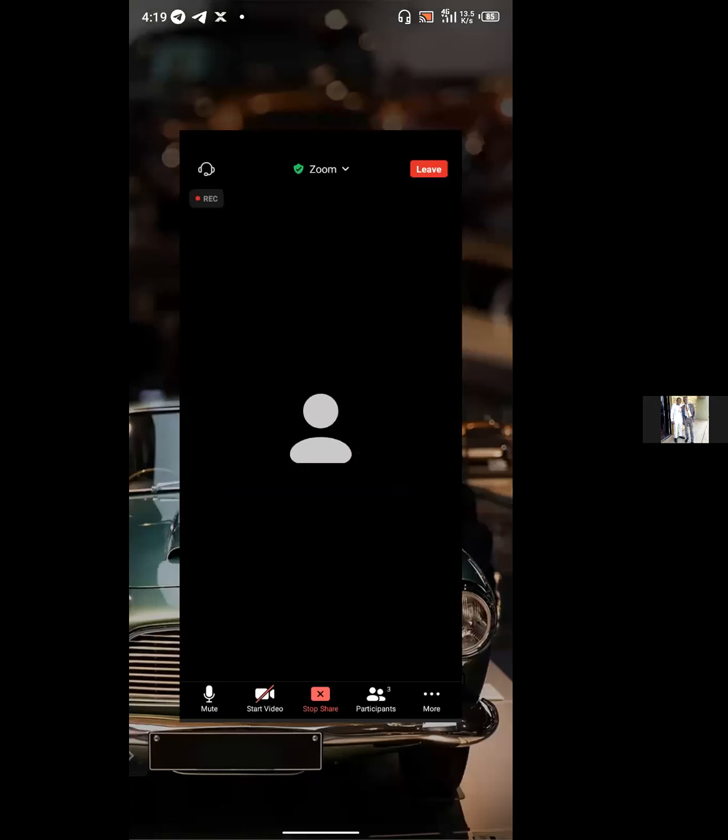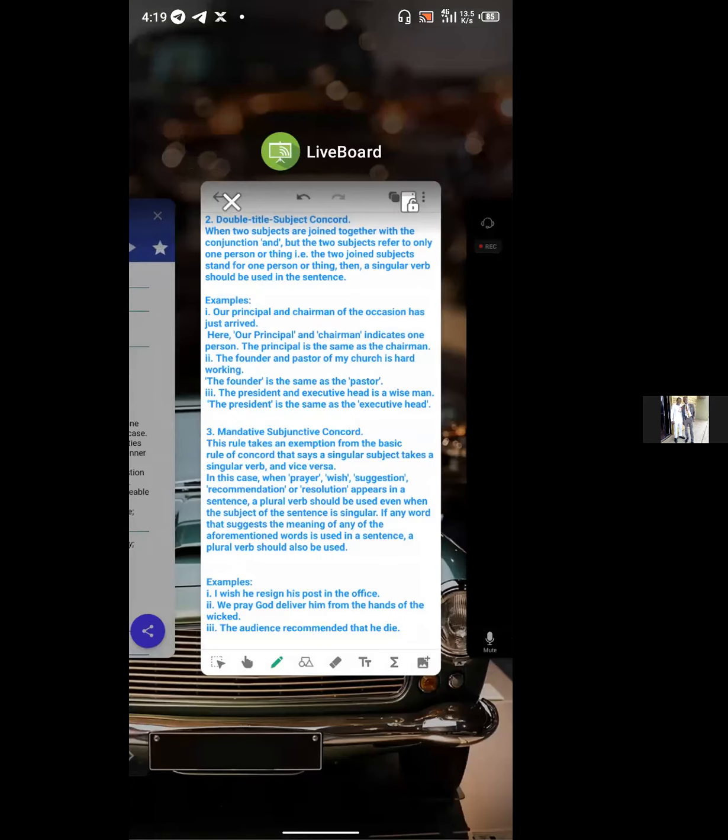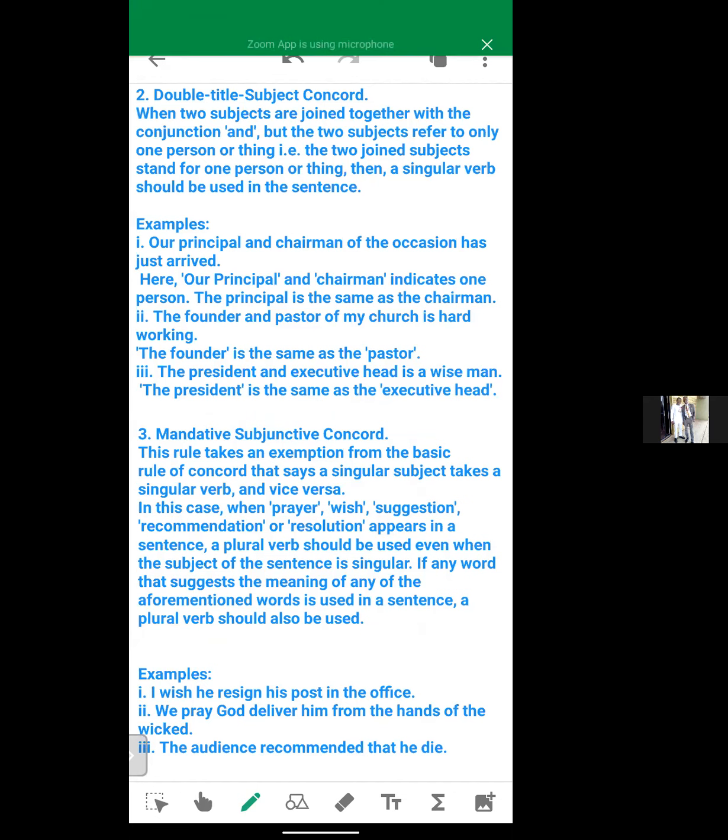All right. Let's go further. So according to that principle, let's see some practical examples as displayed on our screen. Our principal and chairman of the occasion has just arrived. Now let's assume that this place is a vacuum, so we need to fill it with available varieties of choices. The principal is the same as the chairman of the occasion. So these two are qualifying just one person. In this sense, we are still describing the same person, though the two subjects are connected with the conjunction and. Regardless, we are talking about one person.